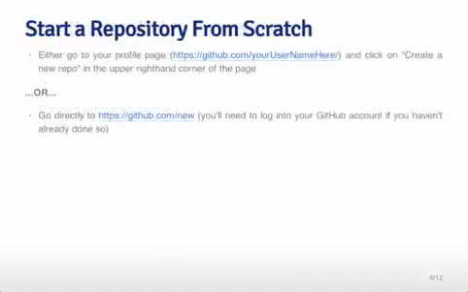What you can do is either go to your profile page, which is github.com followed by your username, and click on create a new repo in the upper right hand corner of the page. Or you could go directly to github.com/new. You'll need to log into your GitHub account if you want to do this second version.